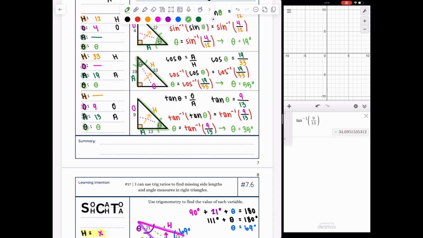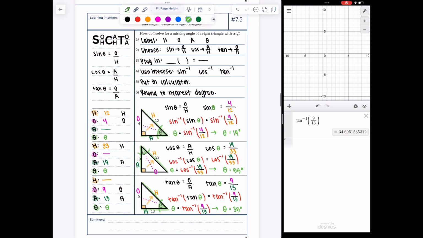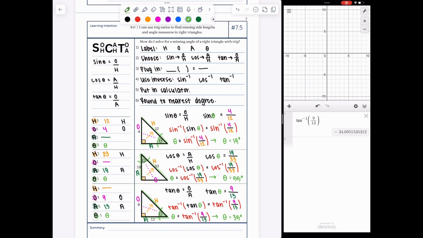And now we've used sine, cosine, and tangent to find the measure of a missing angle in a right triangle. I hope this is helpful in some way.